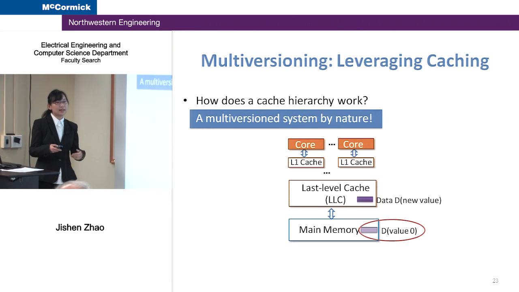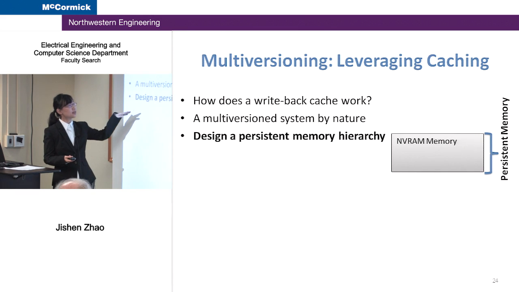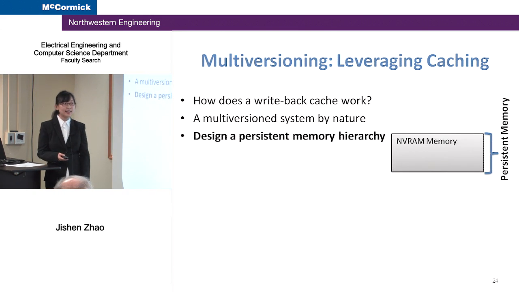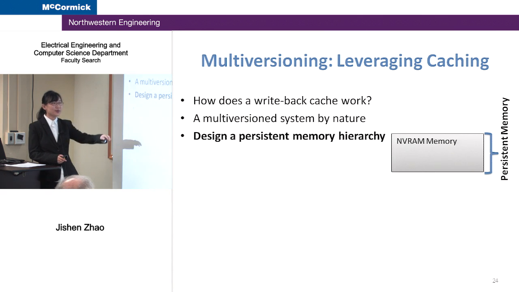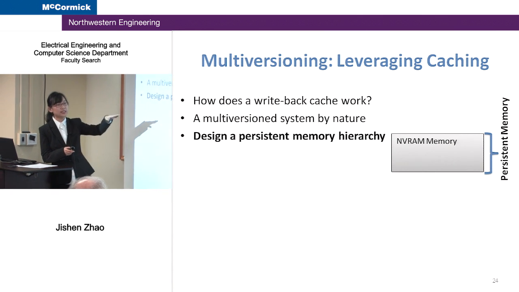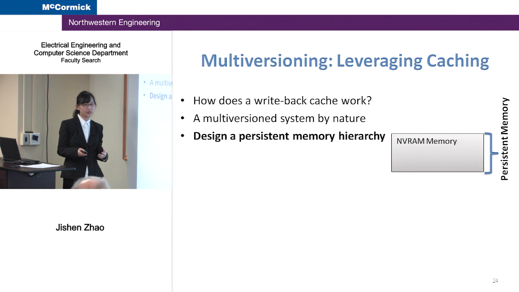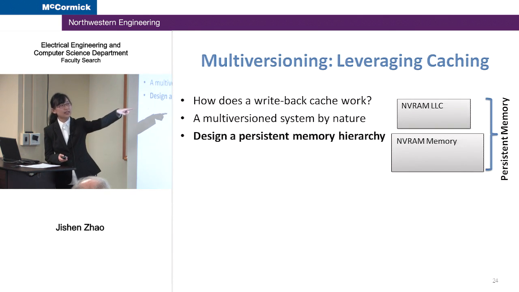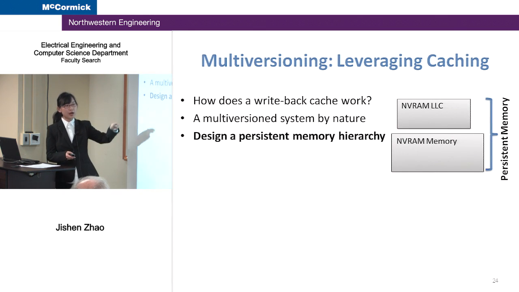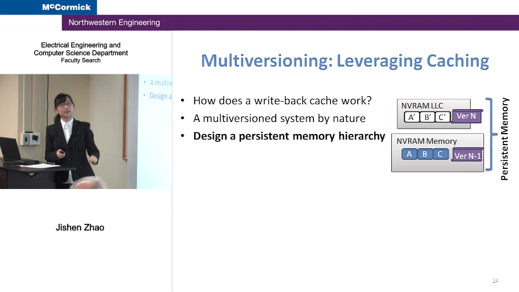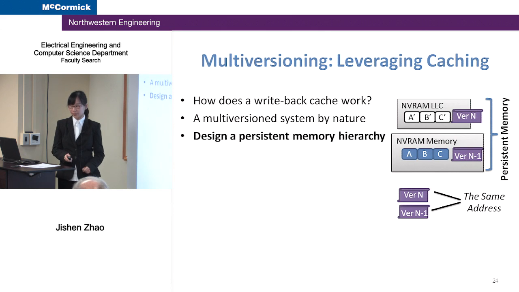By leveraging this caching scheme, we design a persistent memory hierarchy. We try to give some sense of what makes sense if it is NVRAM, not a storage system. In this hierarchy, in addition to just the NVRAM, like previous persistent memory designs do, we include the last level cache to be non-volatile as well. So now we naturally have two versions. One version is stored in the main memory as the clean data, and the other version is stored in the last level cache as the dirty cache blocks. These two versions are mapped to exactly the same address.